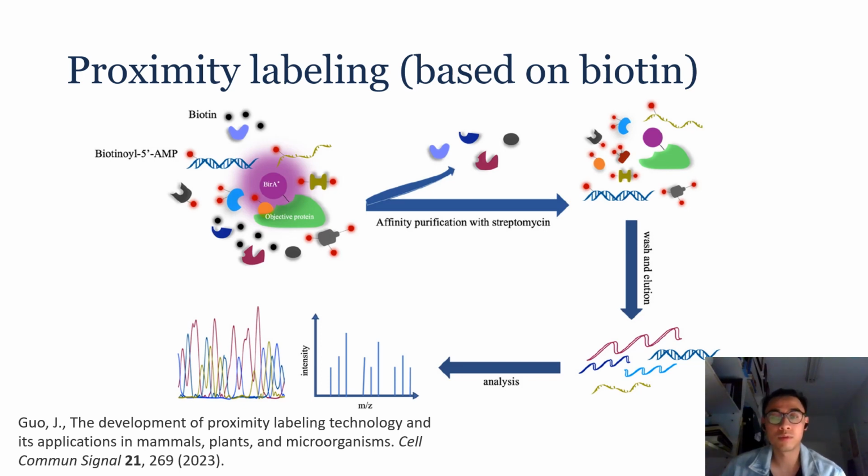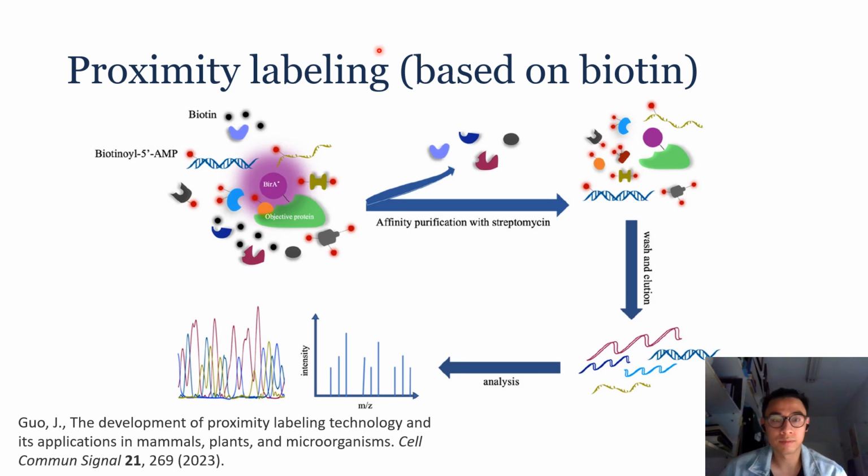And here is the process of PL. The strategy of PL is to use a ligase which can link to the protein we want to study, and this ligase can be activated by a specific trigger. Once it is activated, the ligase catalyzes the covalent attachment of biotin to nearby proteins. When the biotin is attached to the proteins, we can use streptavidin to catch these proteins and then analyze them with mass spectrometry to know what the proteins are.